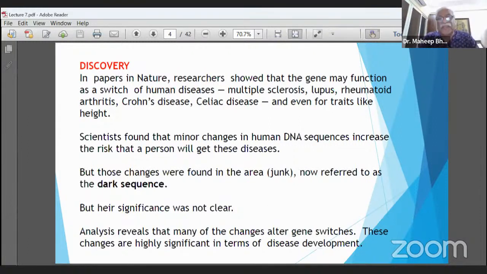When scientists were studying these diseases or some other diseases, they found that in the human DNA sequence there are certain areas which are now referred to as dark genes. These areas actually get changed. What are these areas? As I said, the gene or DNA consists of certain areas known as exon and intron. Introns are the areas which are completely non-functional.